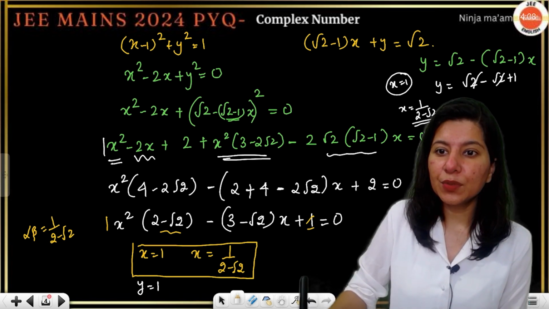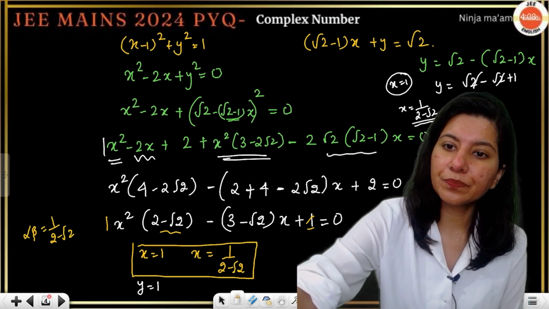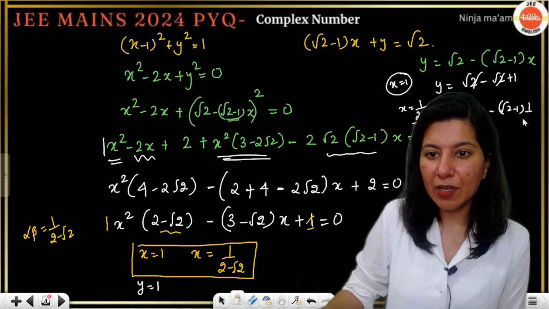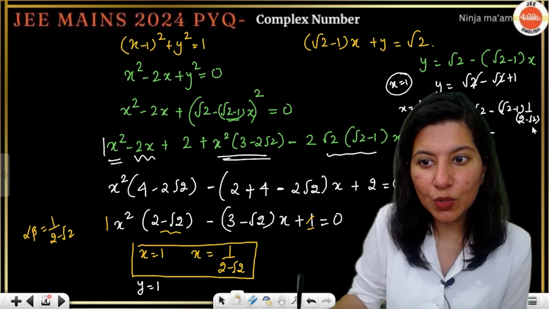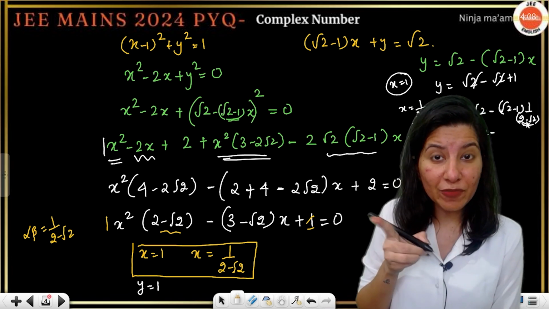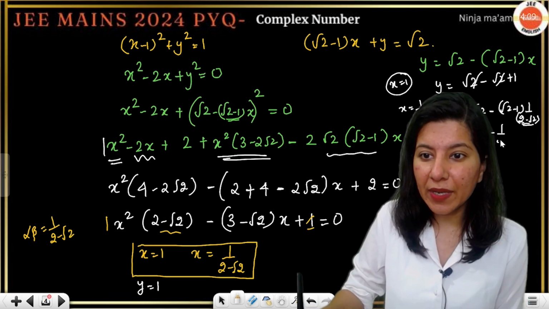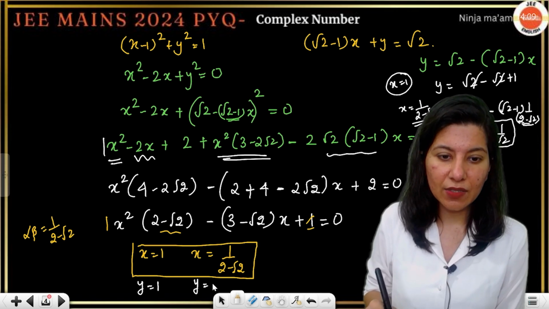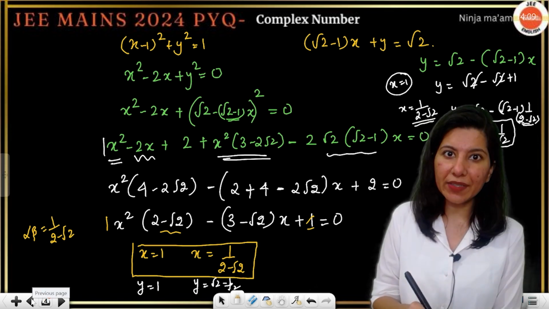Y equals root 2 minus 1. Now x will be 1 upon 2 minus root 2. So y will be equal to root 2 minus 1. What about this? If I take root 2 common from the denominator, I will get root 2 minus 1. So this is root 2 minus 1 by root 2, so this is your y. From here, y is root 2 minus 1 by root 2. Correct? Z1 and Z2 are clear.